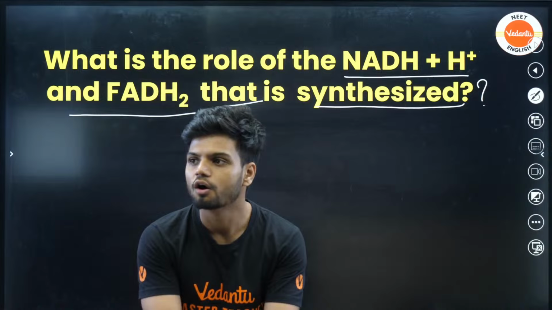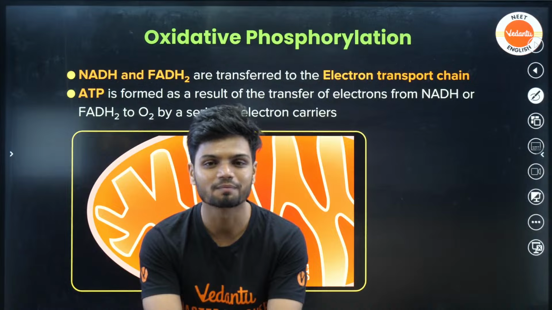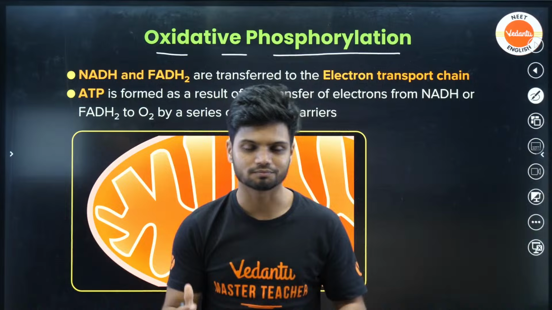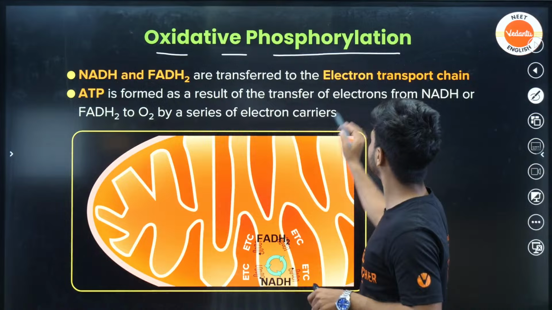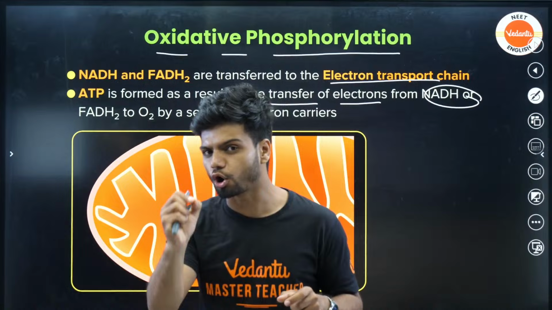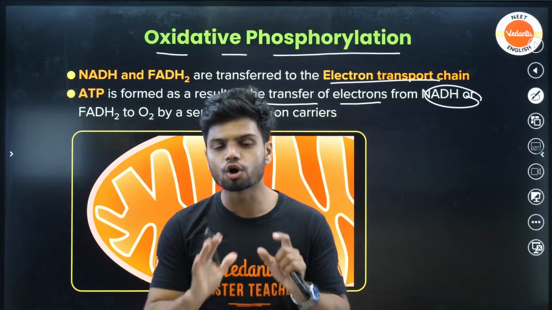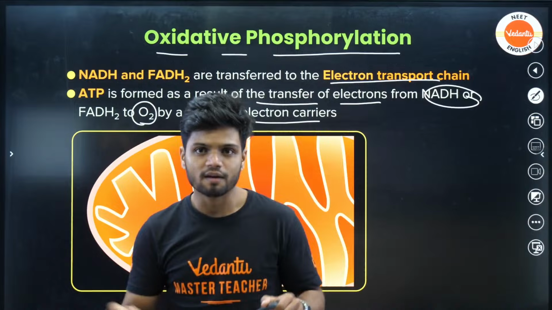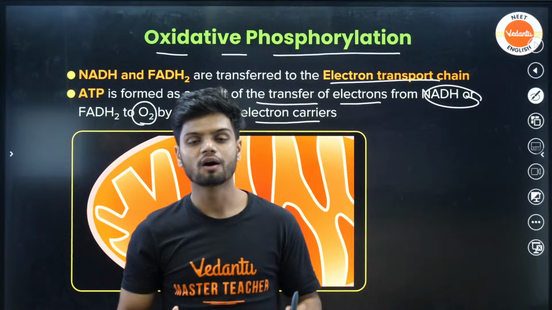All the NADH goes and joins your electron transport chain. That is nothing but your oxidative phosphorylation. Using the oxygen, you have oxidative phosphorylation. That is, NADH and FADH2 enter the electron transport chain. ATP is formed as a result of transfer of electrons from NADH and FADH2, and the final electron acceptor in your electron transport system is your oxygen, by a series of electron carriers. So we have certain electron carriers, we have jumping electrons, the electrons jump and go to the oxygen, that is called your electron transport chain.